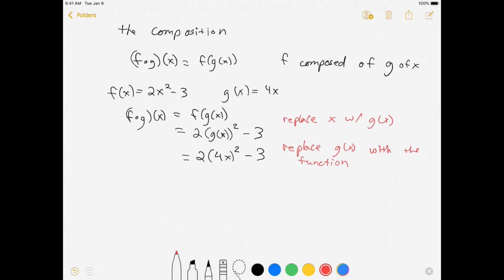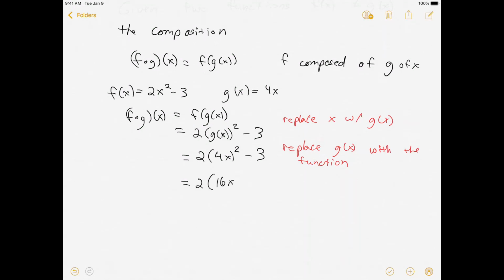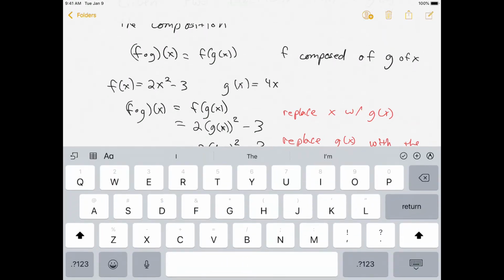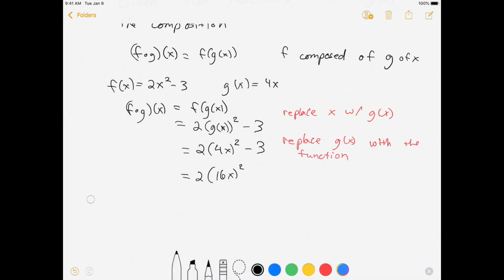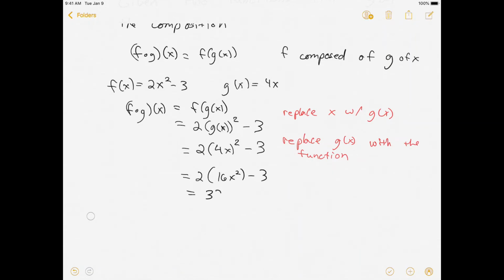So if we go on to simplify this, square, whoops, that was wrong. Pardon me. And then that becomes 32x squared minus 3. Okay?